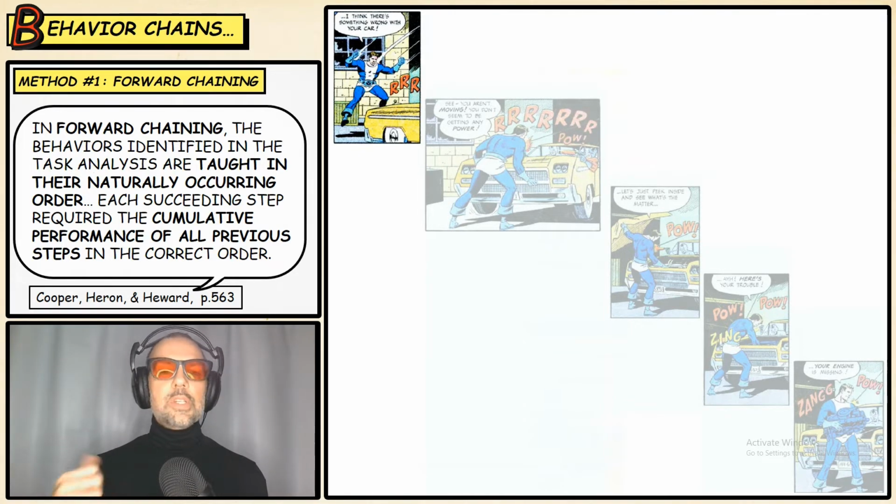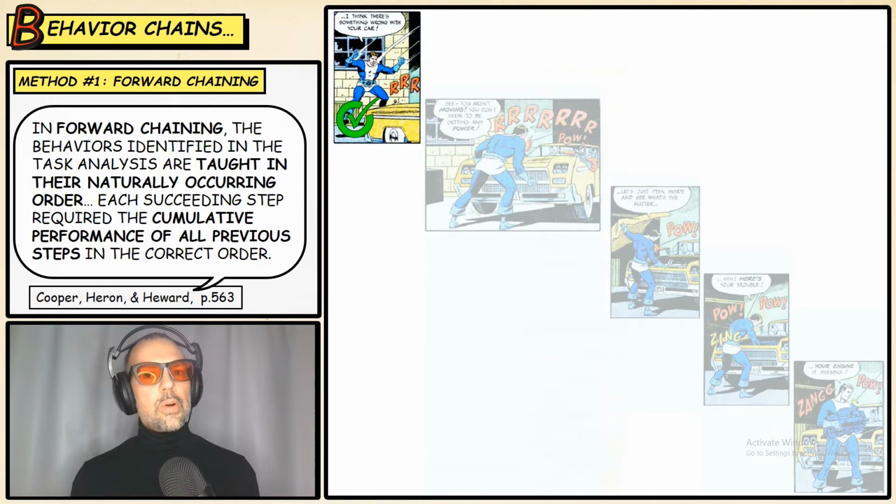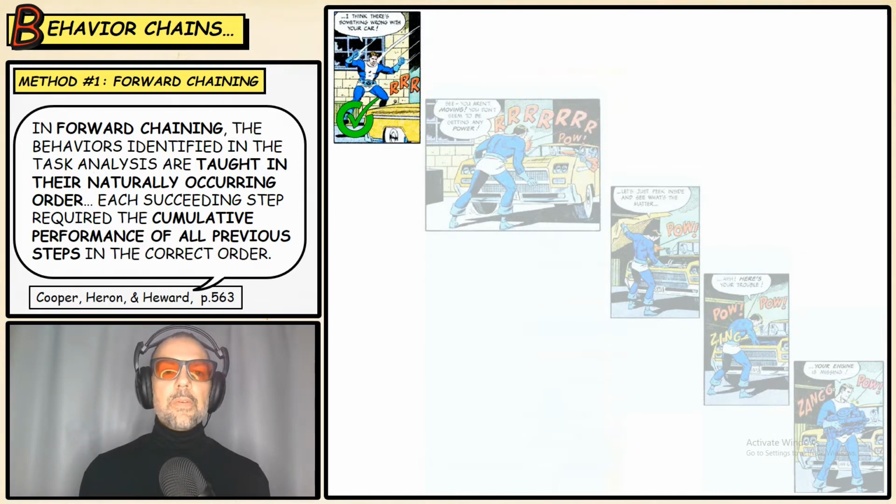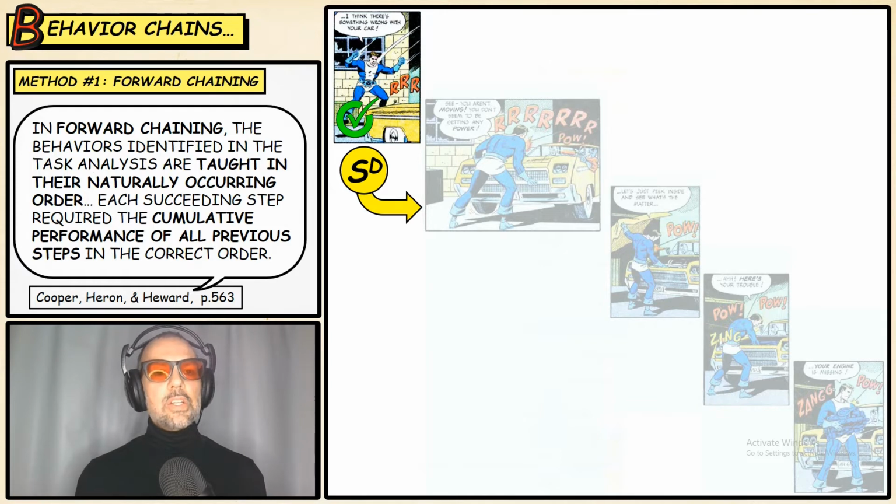We could use response prompts. We could use shaping in order to help the individual learn the behavior of jumping in front of the car. But importantly, we don't train on any other behavior until they perform that first step correctly. So once they perform that first step correctly, they get reinforced. And when they perform that first step correctly, not only do they get reinforced, but it also produces the discriminative stimulus that indicates that the next step in the chain can now be reinforced.